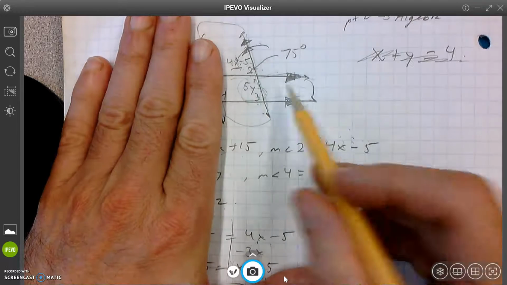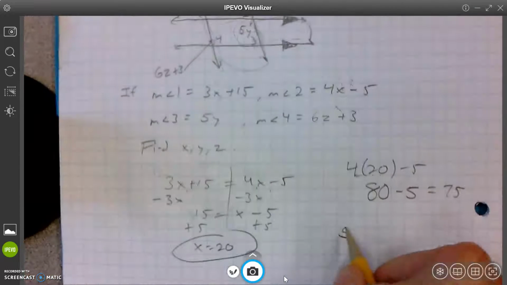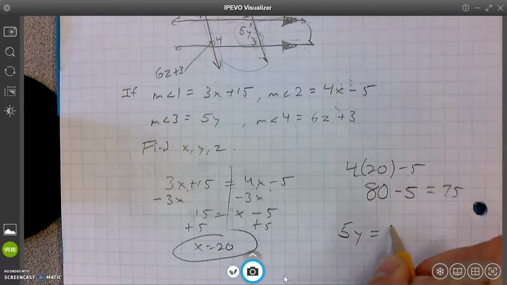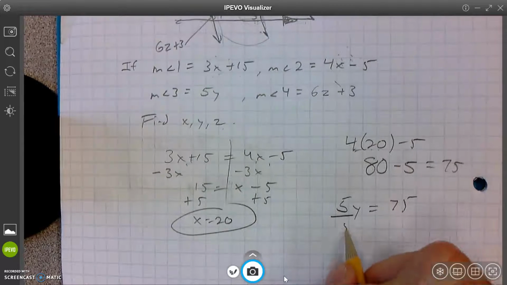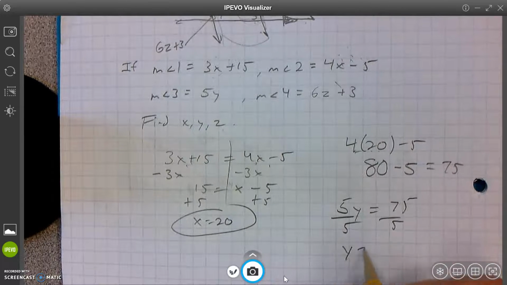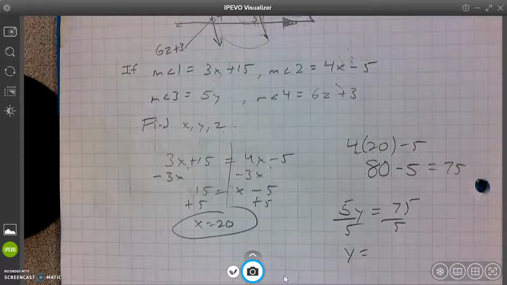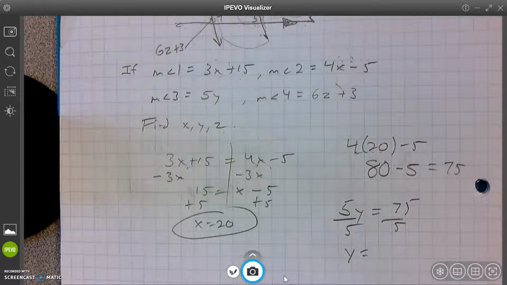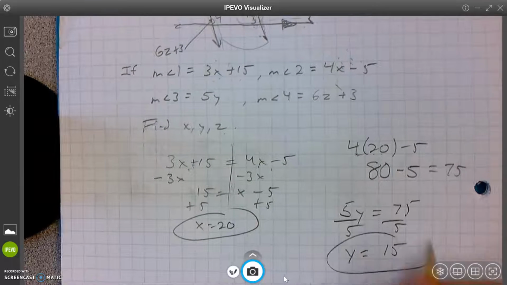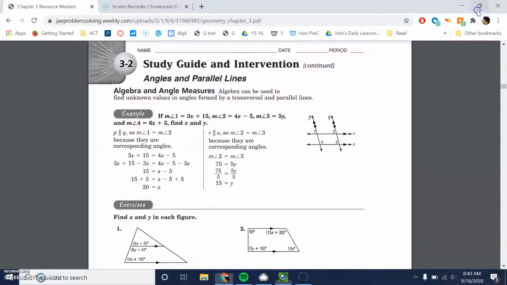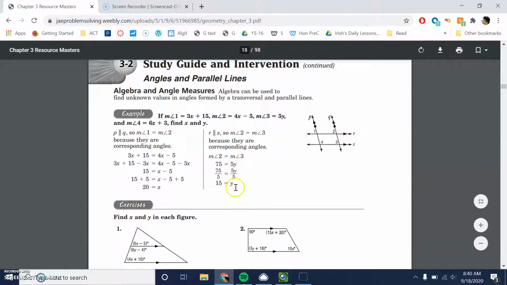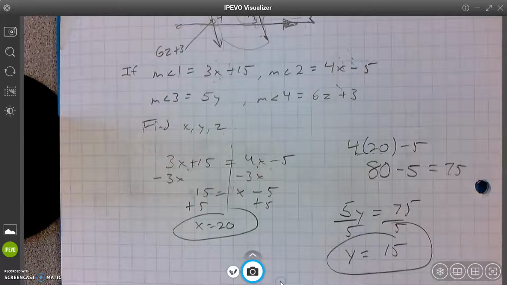So my next equation is going to be 5y equals 75. So that's going to be divided by 5. Y equals 75 divided by 5, which is 15. Ding, ding, ding. Okay, is that what they got here? Let's check. Y is 15. Got it. Okay. So now let's get z.